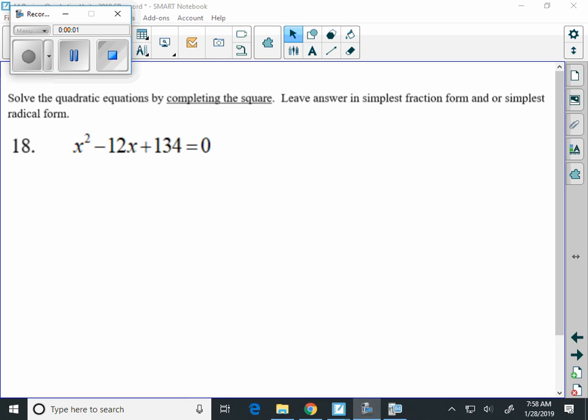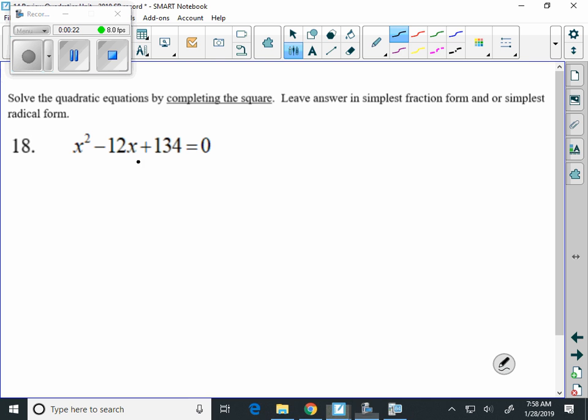Solve the quadratic equations by completing the square. You need to answer in simplest fraction form and or simplest radical form. So remember, as you're studying for the test, that we had about 6 steps that we used to complete the square. And the first step was to put the variables on one side, the constants on the other. So we're going to start subtracting 134.